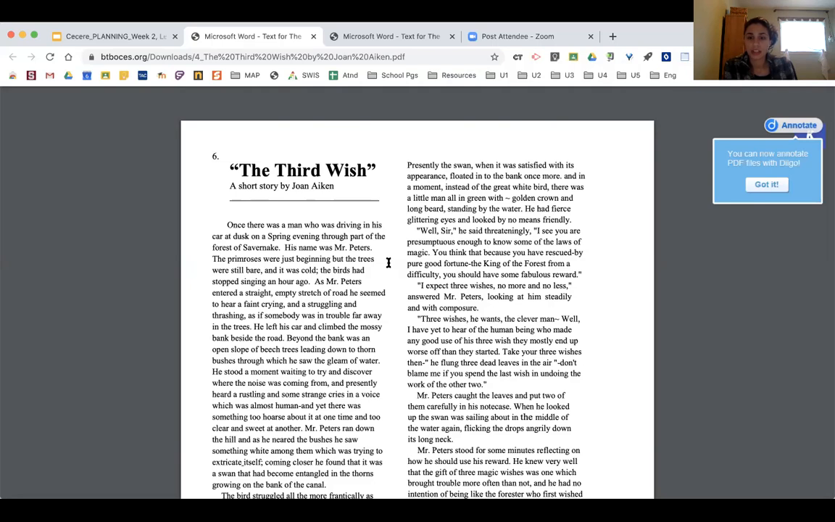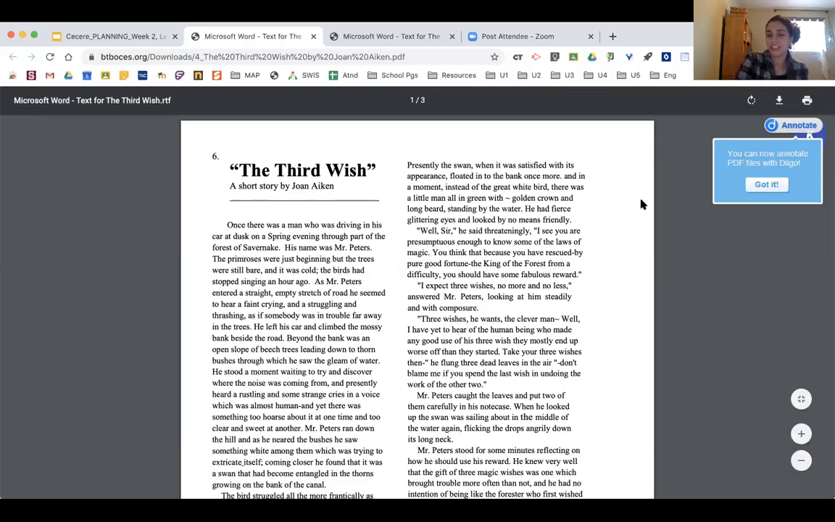"Well, sir," he said threateningly, "I see you're presumptuous enough to know some of the laws of magic. You think that because you have rescued, by pure good fortune, the king of the forest from a difficulty, you should have some fabulous reward." "I expect 3 wishes, no more, no less," Mr. Peters answered, looking at him steadily and with composure. "3 wishes he wants, the clever man. Well, I have yet to hear of a human being who made any good use of his 3 wishes. They mostly end up worse off than they started. Take your 3 wishes then." He flung 3 dead leaves in the air. "Don't blame me if you spend the last wish on doing the work of the other 2."